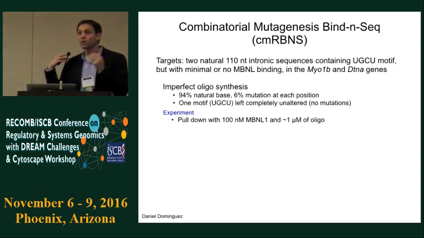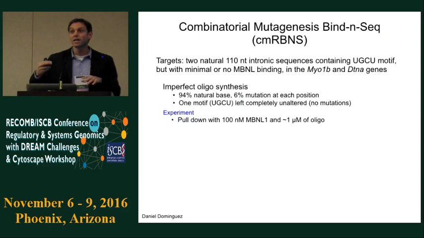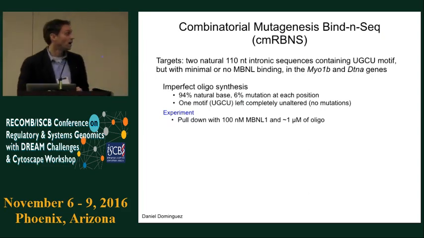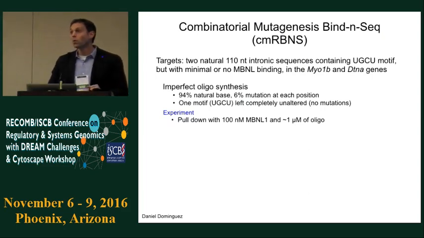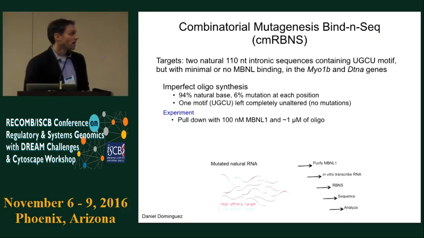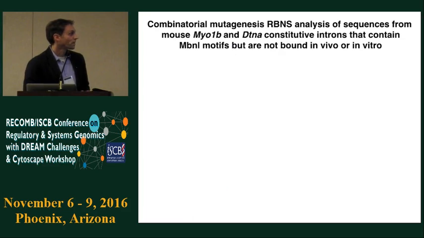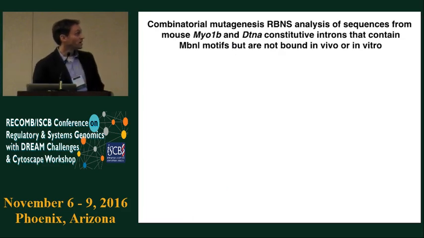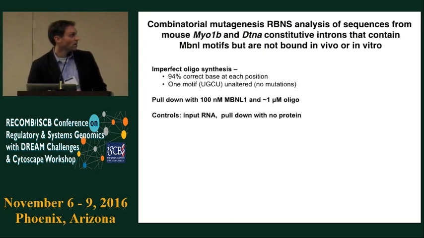We again had those synthesized, and then transcribed them, and then we incubate this pool of randomized RNAs with the protein, pull it down, and so forth. Then we look for which mutants are enriched in the bound pool versus the unbound pool. We call this combinatorial mutagenesis RBNS. And we analyzed two different natural intronic sequences that have the right motif but don't appear to be bound in vivo.